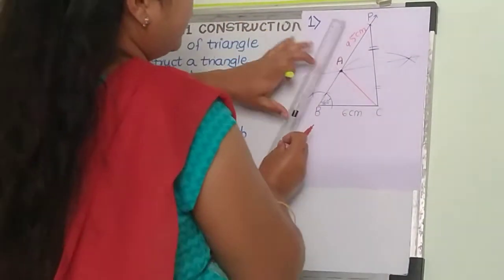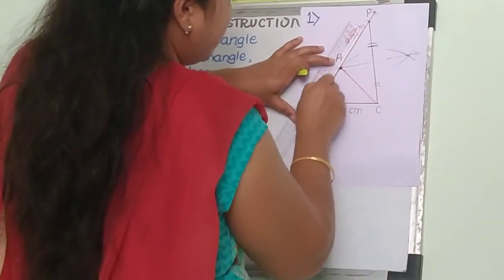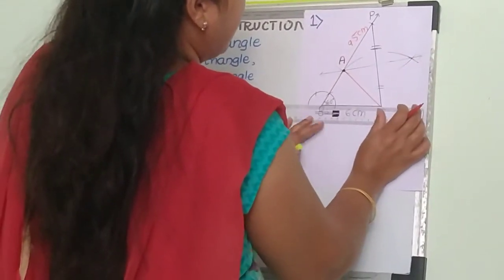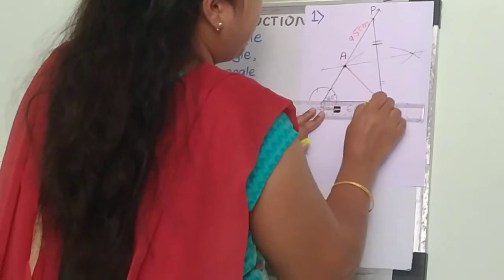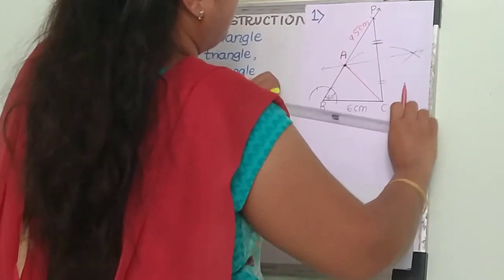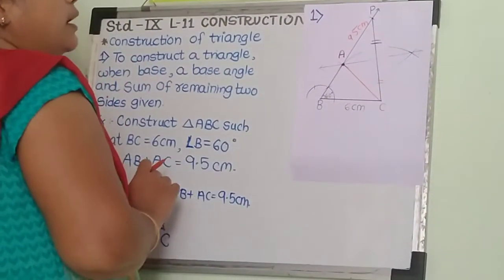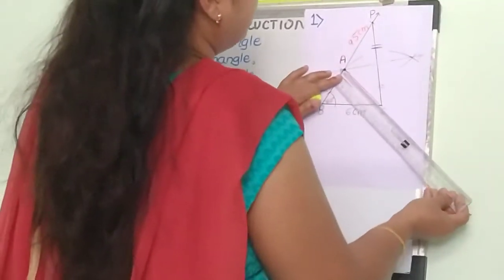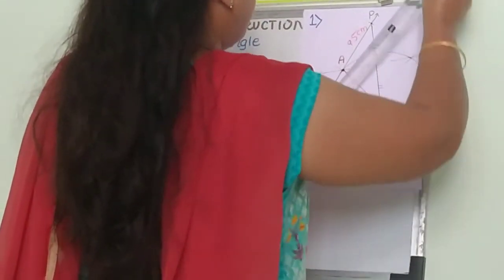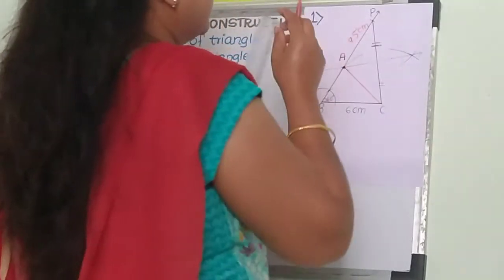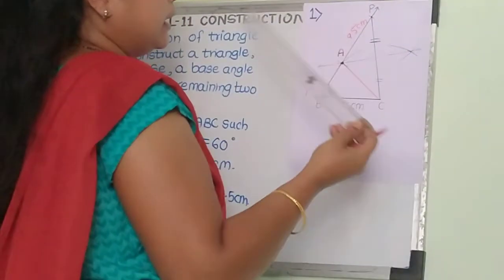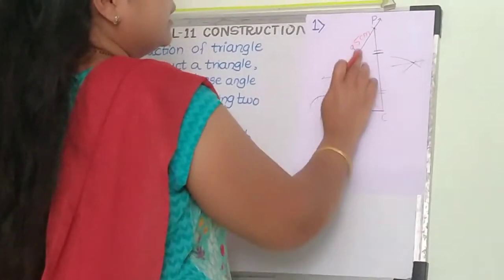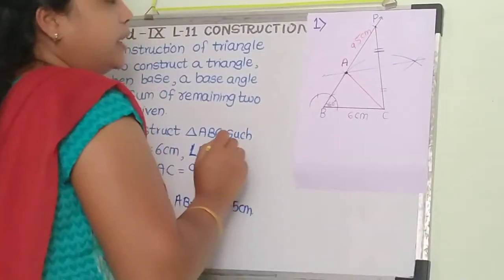So we get AB, BC, and AC is your required triangle. If you measure the AC length and AB length using the scale, you will get the sum of AB and AC equals 9.5.